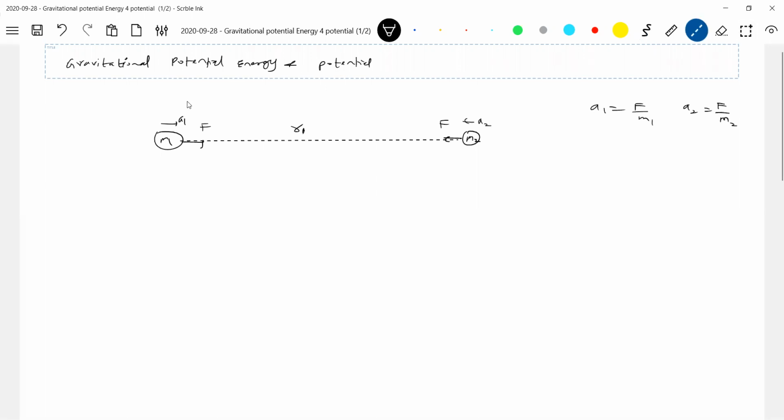After some time, we see that they both have undergone some displacement. So let the separation between them, we'll write this as some R. Now it has become X separation. Both have undergone displacement, no?